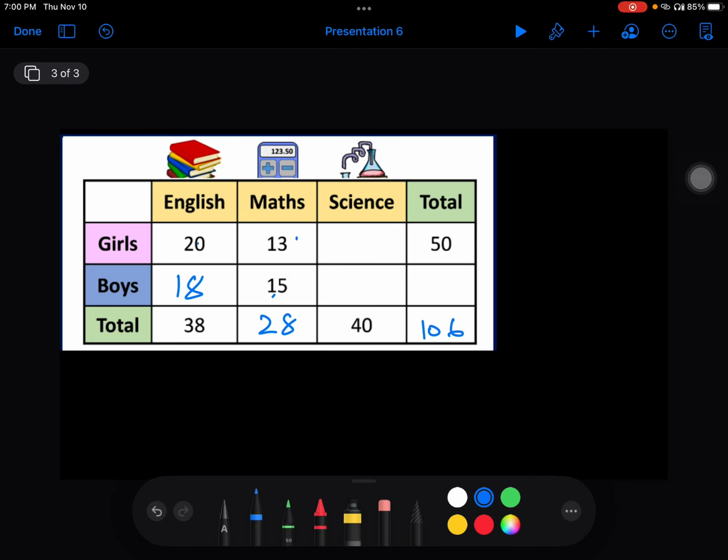20 and 13 is 33. 50 minus 33 is 17. So 20, 13 is 33, plus 10 is 43, plus 7 is 50. That looks good. 17 and something equal 40. Well, 40 minus 17 is 23. So we're trucking along to our totals here.